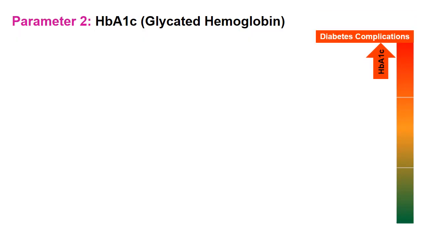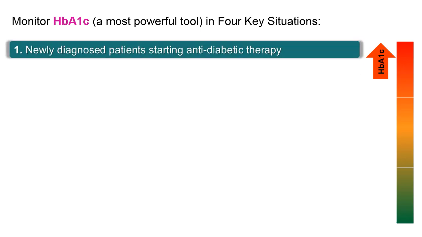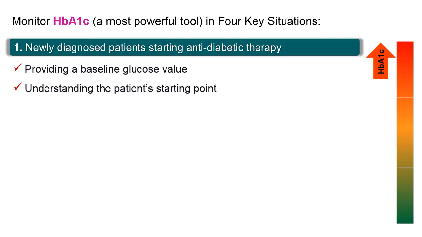As a pharmacist, HbA1c is one of the most powerful tools we can use to evaluate long-term diabetes control in 4 key situations. Number 1 situation is monitoring HbA1c in newly diagnosed patients starting anti-diabetic therapy. Here, HbA1c provides a baseline, helping us understand the patient's starting point and anticipate how well the initial treatment is working.